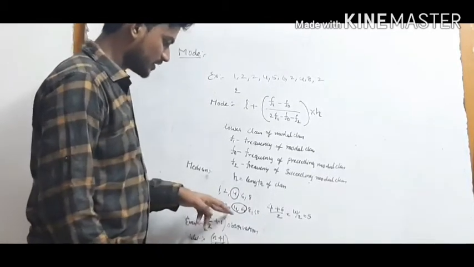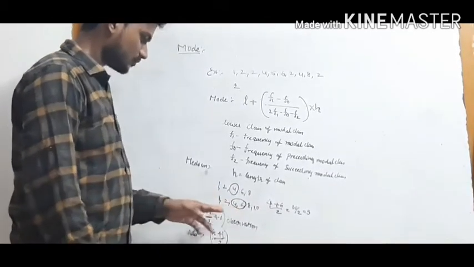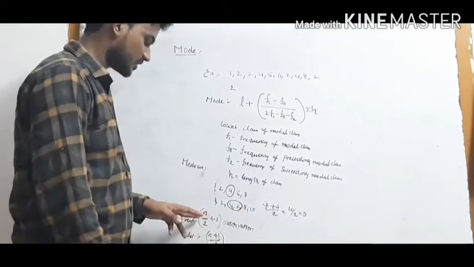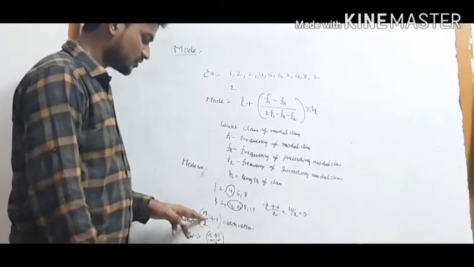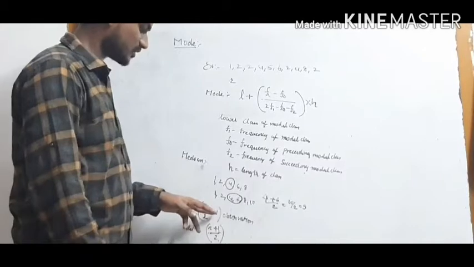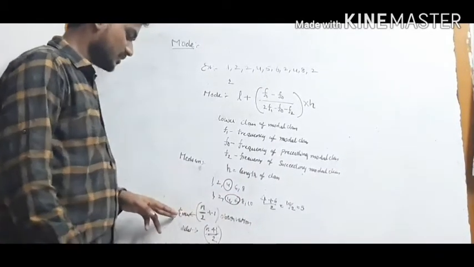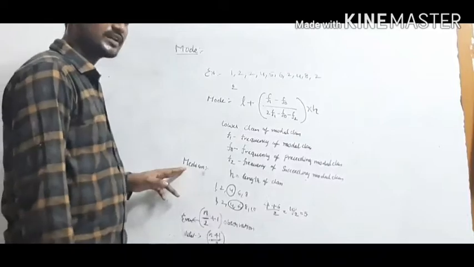For even numbers, this is 1, 2, 3, 4, 5, 6. 6 observations are there. 6 by 2 means 3. 3 plus 1, the fourth observation is 6. This is how we can calculate the median.